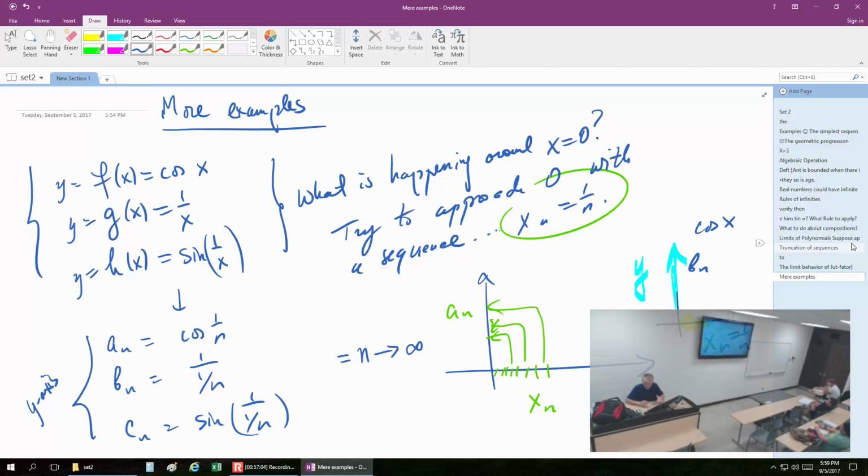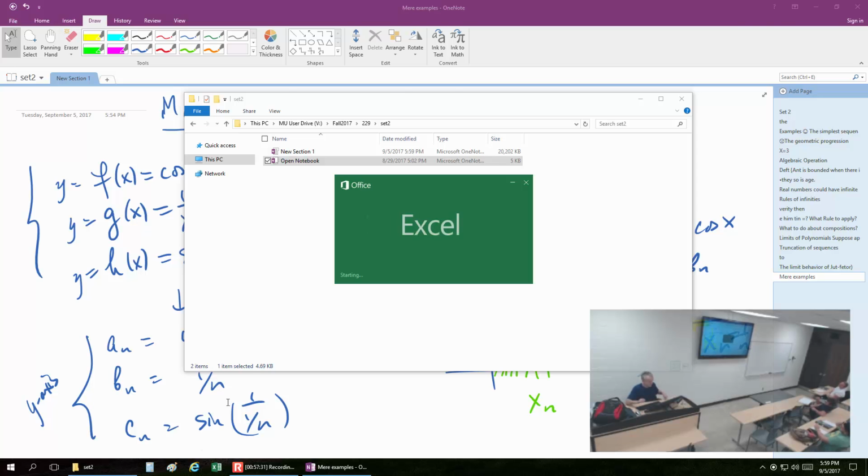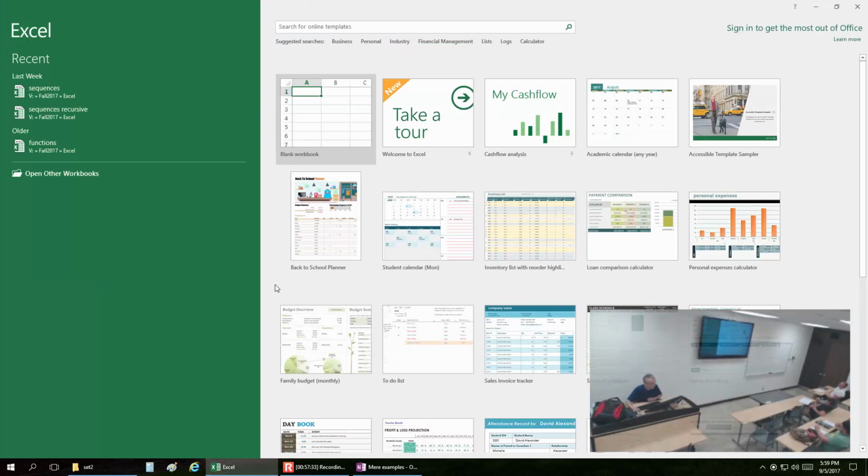Maybe it's time to run another numerical example. I'll do Excel again here to illustrate this, with these 3 sequences. Let's do it numerically rather than trying to do too much algebra. I think it is a good time to do some Excel. I'll do all 3.